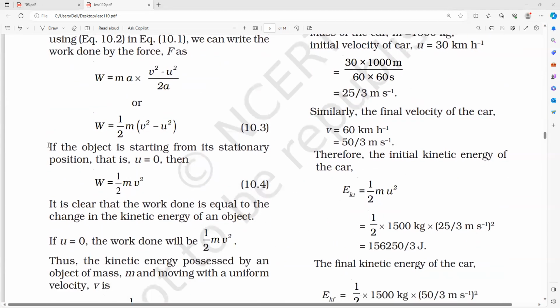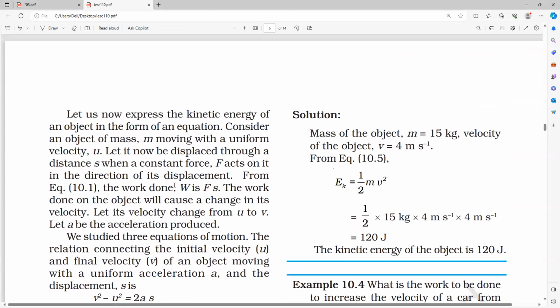Do you understand? If the object is starting from its stationary position... but here, what they mentioned, "let", means our assumption. What is your assumption? But here they are saying the object is moving with a uniform velocity u. Do you understand, everybody? Are you clear? So the approach is different. Whatever approach you take, you will note it, and then later it has to be considered.